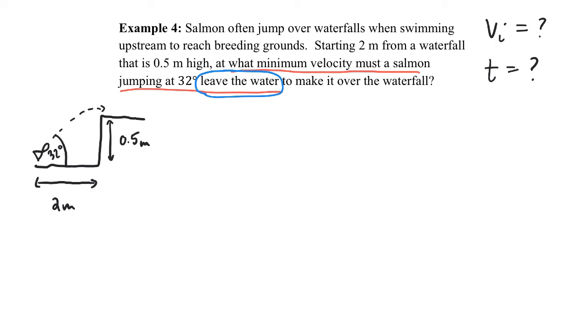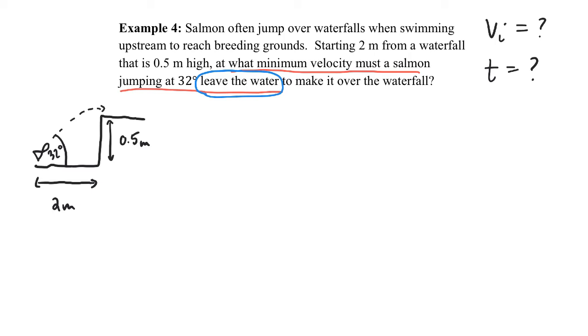Those are my 2 unknowns, VI and time. The problem is this: which way is the salmon jumping? Horizontally? Vertically? Neither? Both? Which one? Both. Why both? Why'd you say both?